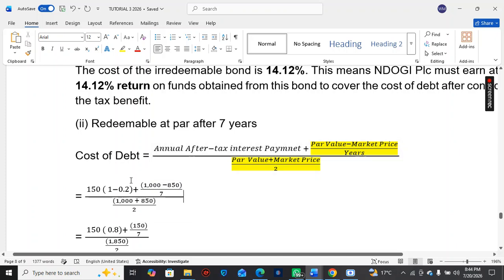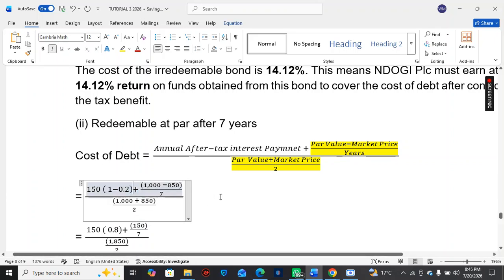Yes. So we already calculated this interest payment: 150 multiplied by 1 minus 0.2. You bring it here. Plus the par value 1000 minus the market price 850 by the number of years, 7 years, divided by par value again 1000 plus 850 divided by 2.